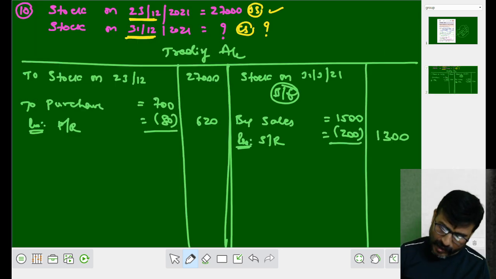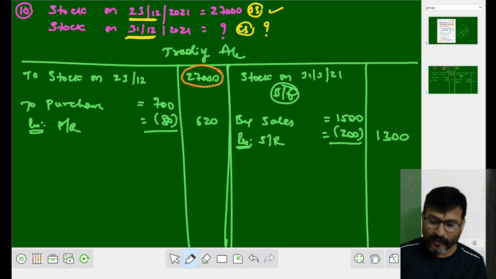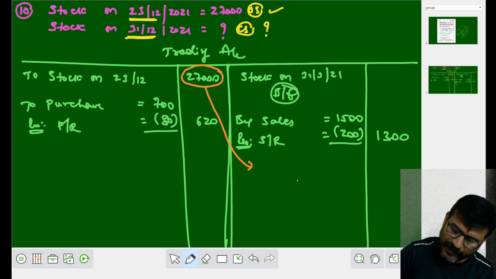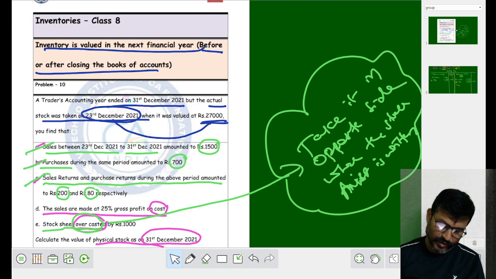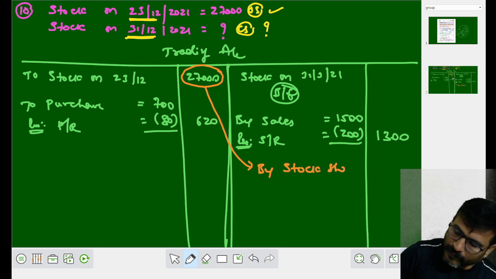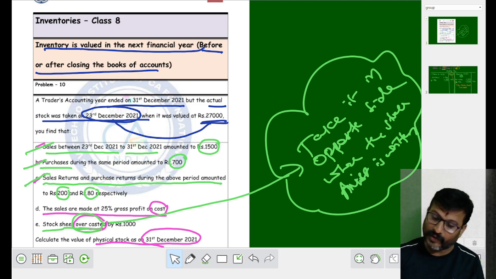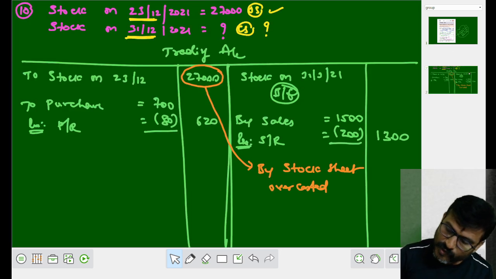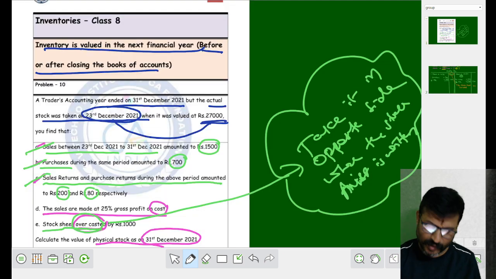See, where the stock amount is written, I am showing you. Where the stock amount is written in the debit side. When the stock amount is written in the debit side, we have to take it on the opposite side. What is that? Stock sheet overcosted, by stock sheet overcosted. How much amount it is? An amount of rupees 1000. So you write 1000 rupees. That's all right. This completes all the points.